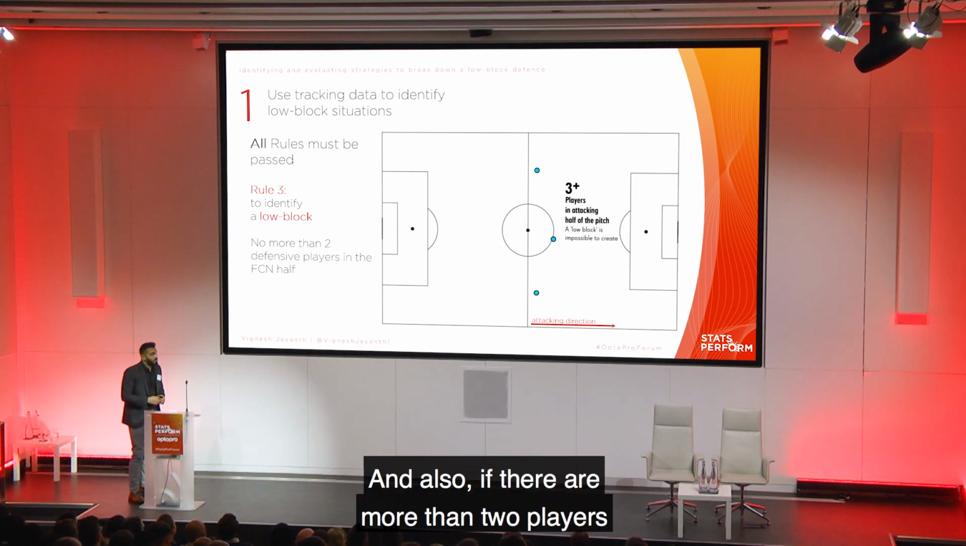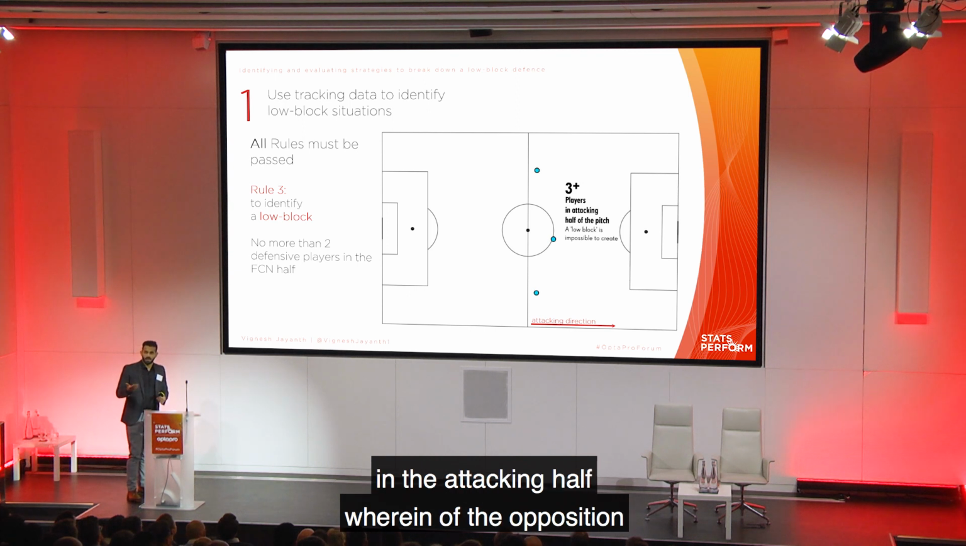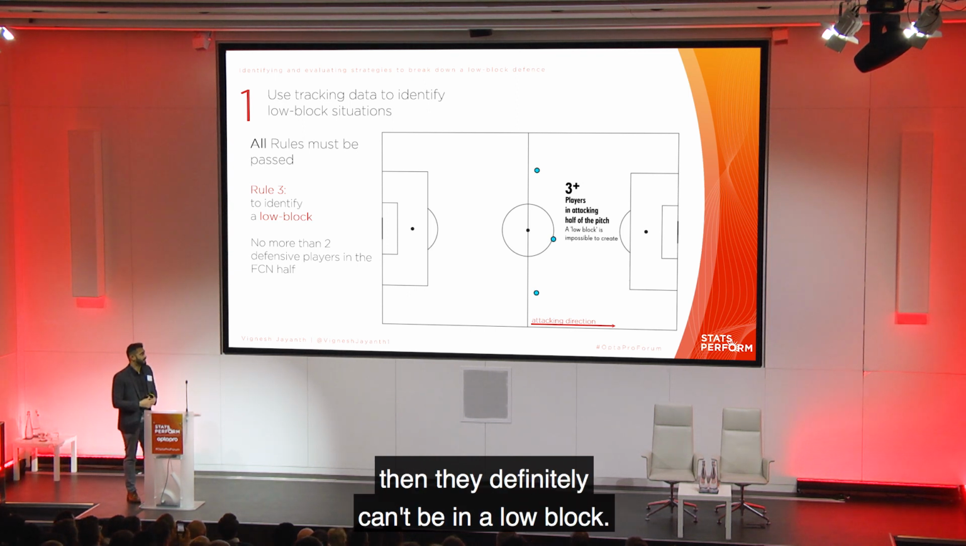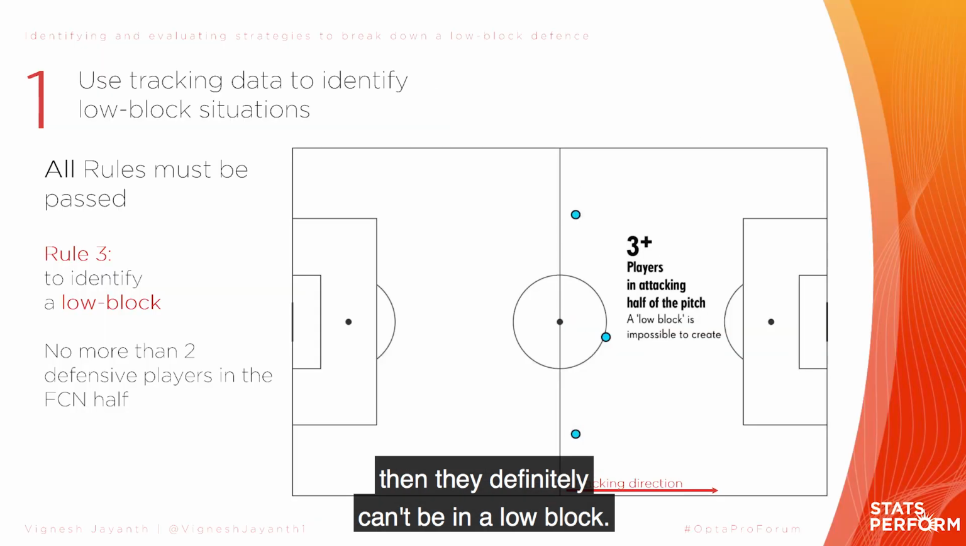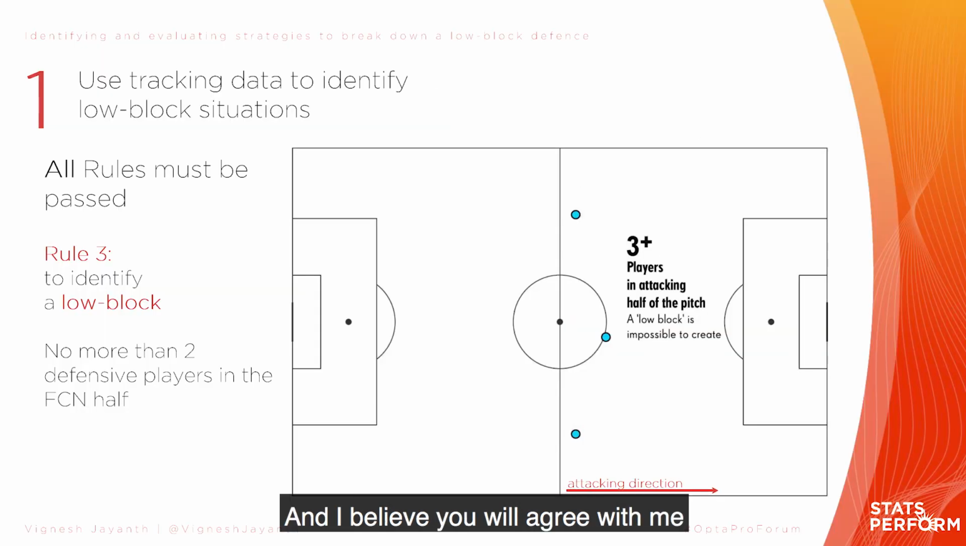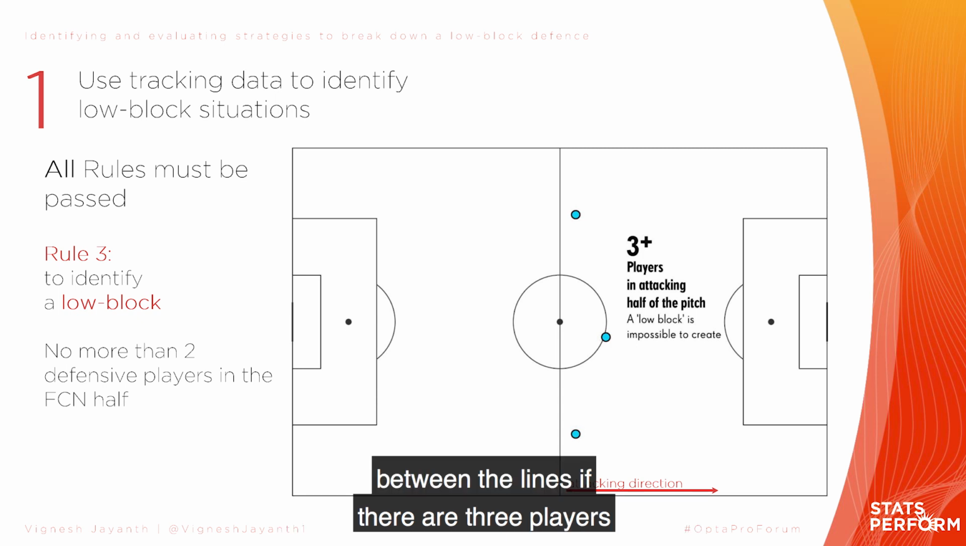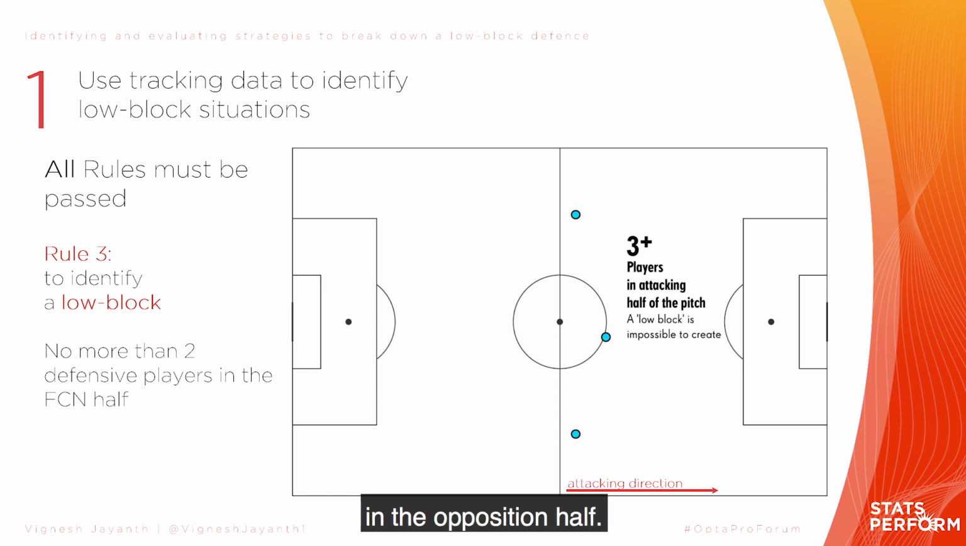Also, if there are more than 2 players of the opposition in the attacking half, then definitely it can't be a low block. And I believe you would agree with me, because there would be a lot of space in between the lines if there are 3 players in the opposition half.